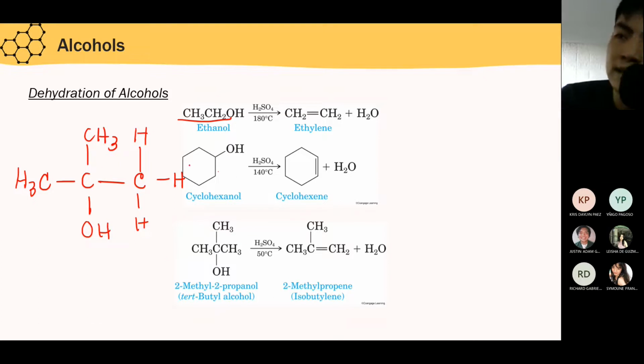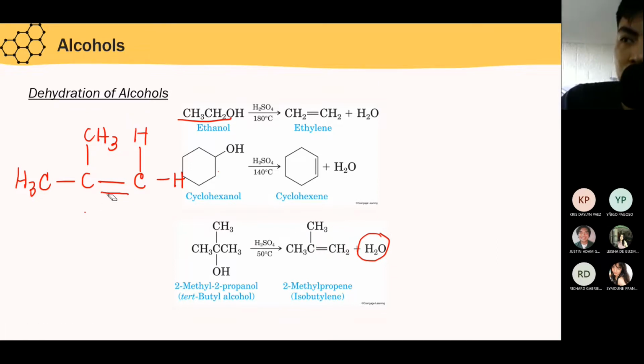So ano huli gagawin natin? Yung OH, kukunin niya yung hydrogen ng katabi. Magpo-form sila ng water. So matatanggal sila. Tapos ano mangyayari sa naiwan? Magpe-pair sila to form the double bond. Okay? Ayun.